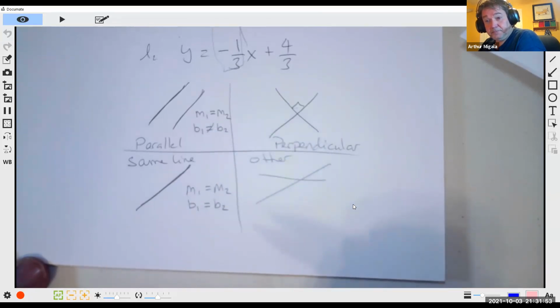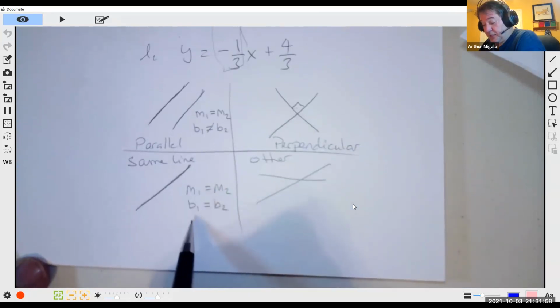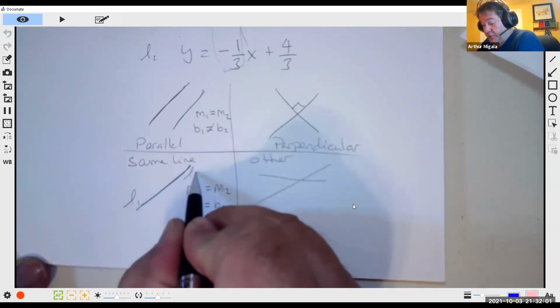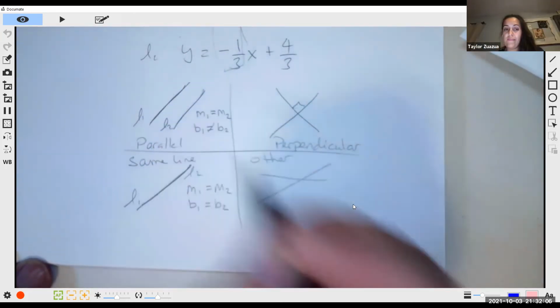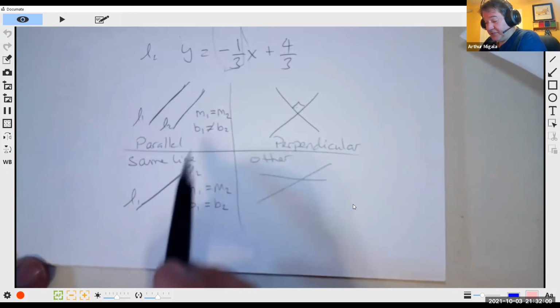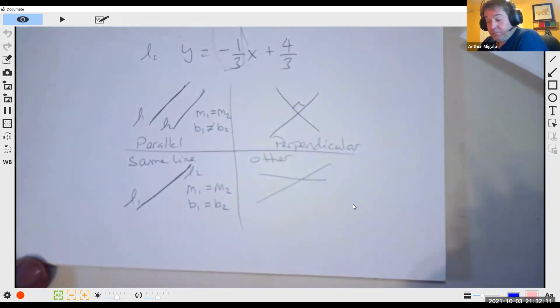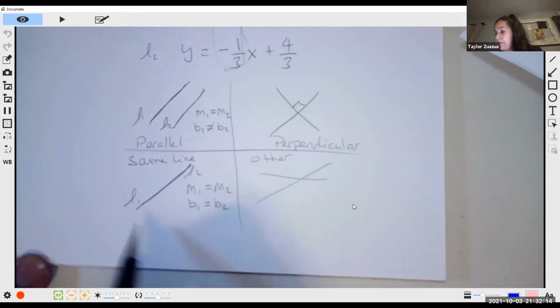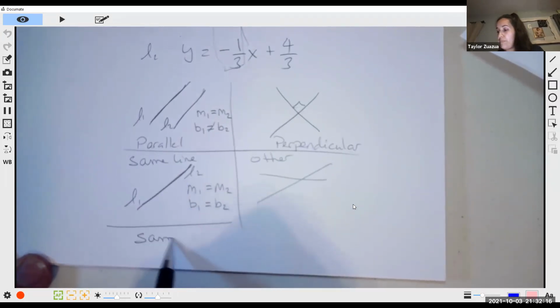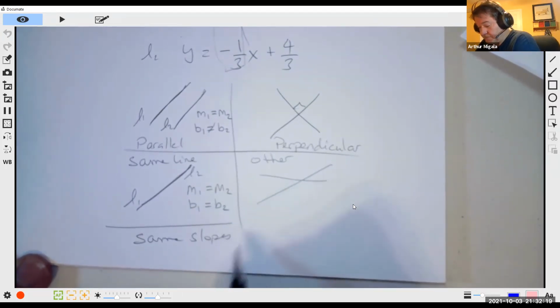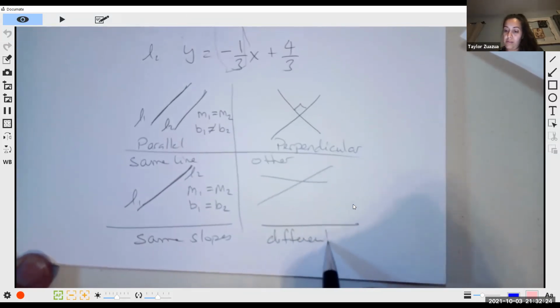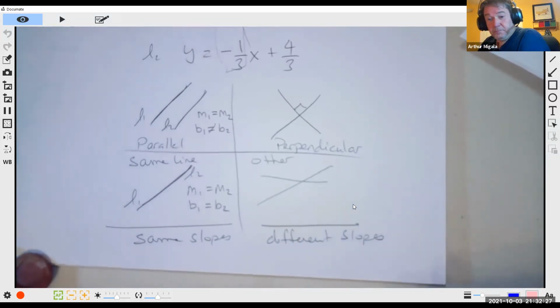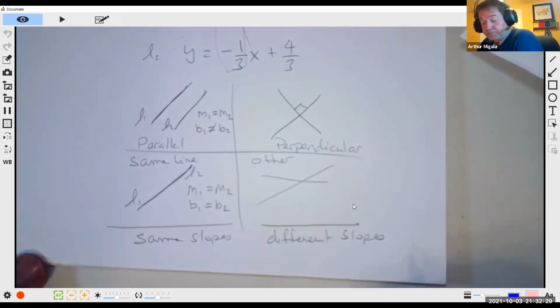So B1 equals B2. Yeah, if everything's the same, slopes the same, y-intercepts the same, then line 1 and line 2 are the same line. So that's the first thing you look at. Since the slopes are different, this is why on this side, same slopes. That's this side. This side are different slopes.